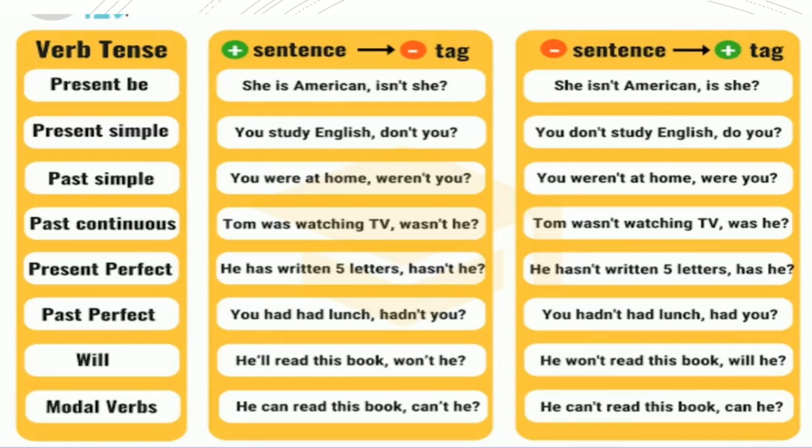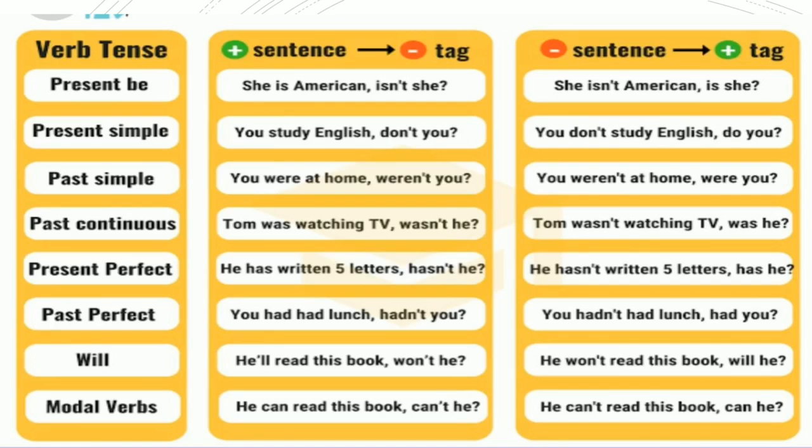You had lunch. Now see here, twice the had is being repeated. It is an example of the past perfect. Had means here it is not the past tense, but when you had your food, you ate your food. So you had lunch, hadn't you? You hadn't had lunch, had you? So the positive statement will have a negative tag and the negative sentence will have a positive tag.